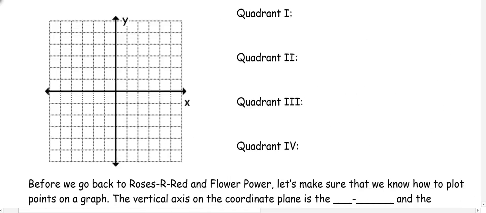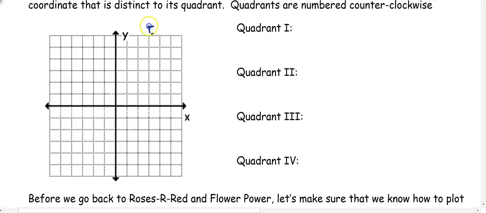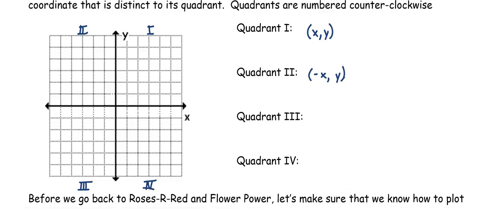Quadrants are numbered counterclockwise. So we have quadrant 1, quadrant 2, quadrant 3, and quadrant 4. In quadrant 1, our x and our y coordinate are going to be positive. In quadrant 2, our x coordinate will be negative and our y coordinate will still be positive because we're above the x-axis. In quadrant 3, both the x and y coordinate will be negative, and in quadrant 4, the x will be positive, but the y will be negative.